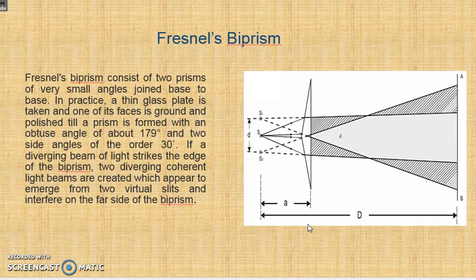Another method is Fresnel's biprism. In Fresnel's biprism, two diverging coherent light beams are created, S and S prime, and these waves superpose and produce an interference pattern on the screen.